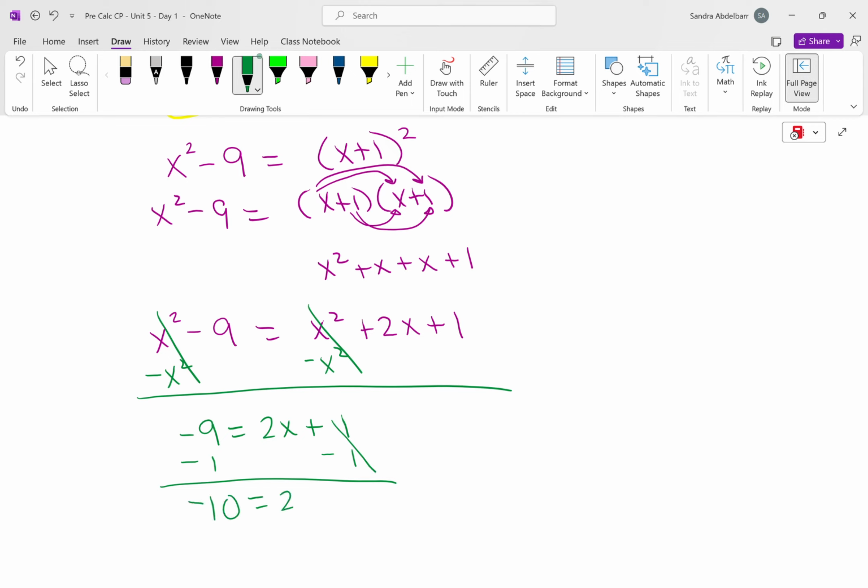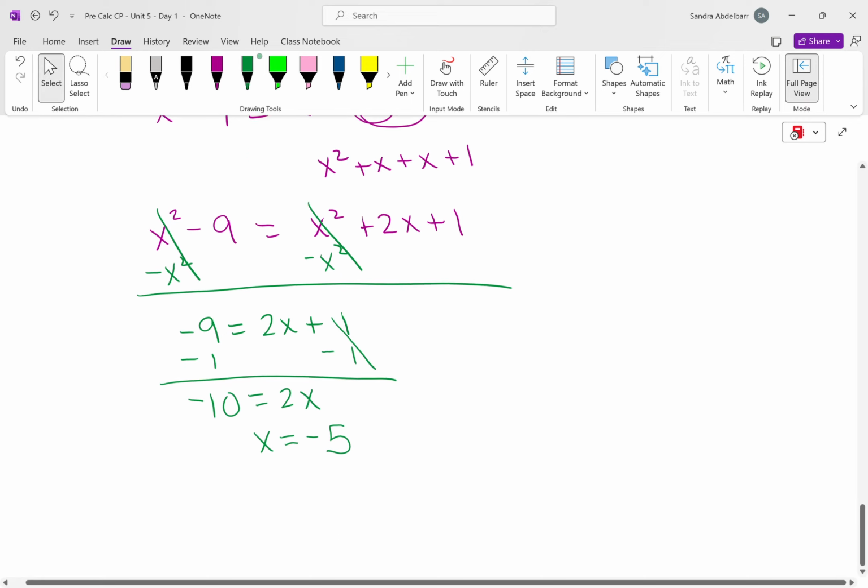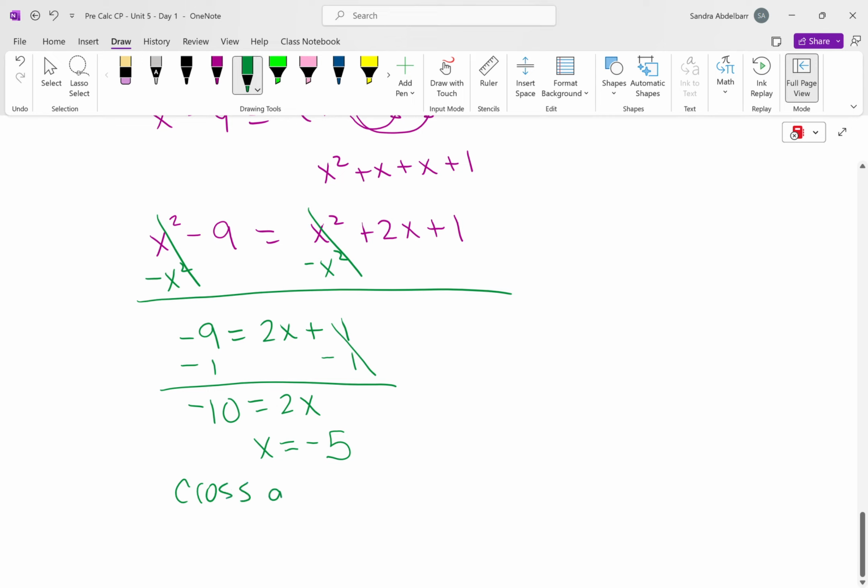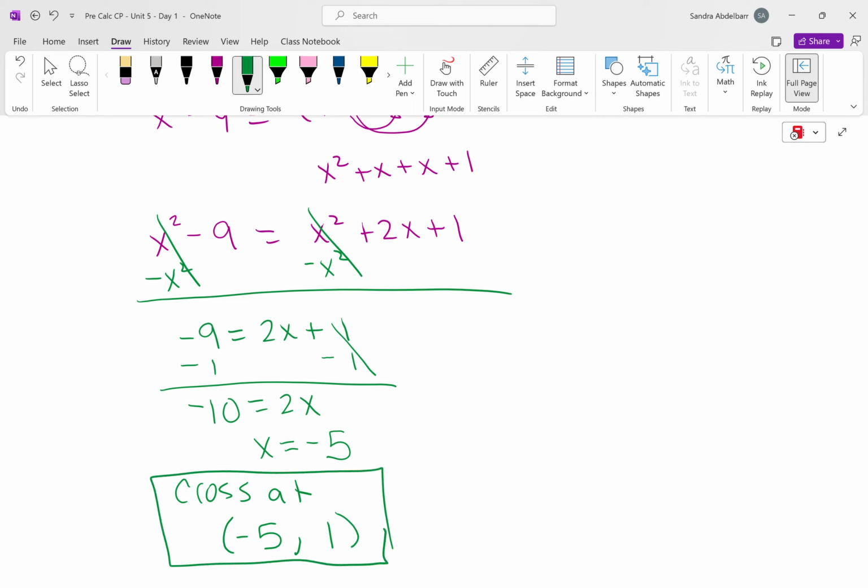What do you think I'm going to do with that 1? Subtract it. This is just a two-step equation. Negative 10 is equal to 2x. So what does x equal? Negative 5. Because I got x actually equals a number, what does this tell us? We are going to cross. At what point are we going to cross? We are going to cross at negative 5, comma, what's the horizontal asymptote? 1.